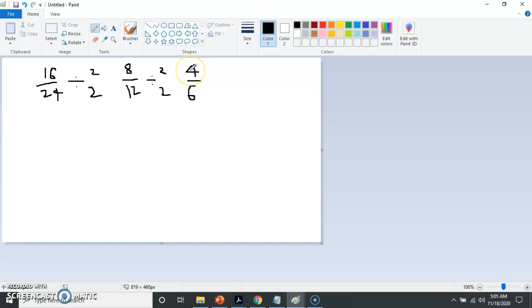And so we have 4 in the numerator, 6 in the denominator. Those are pretty small, but we can actually do it one more time. So we're going to divide by 2 again. 4 divided by 2 is 2. 6 divided by 2 is 3. So now I have a 2 and a 3. I don't think we can make the numbers any smaller than that.